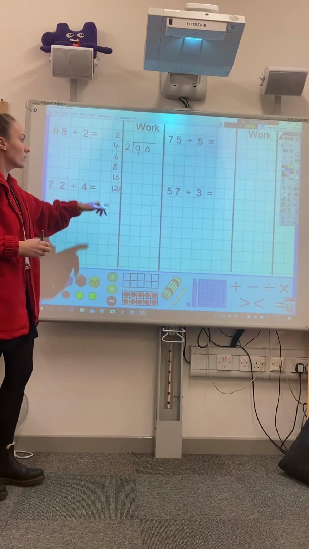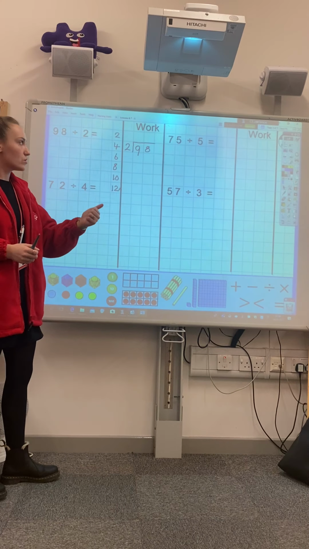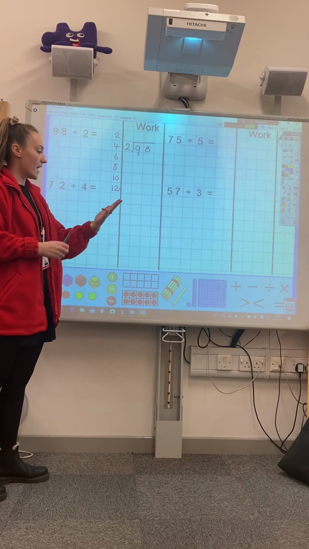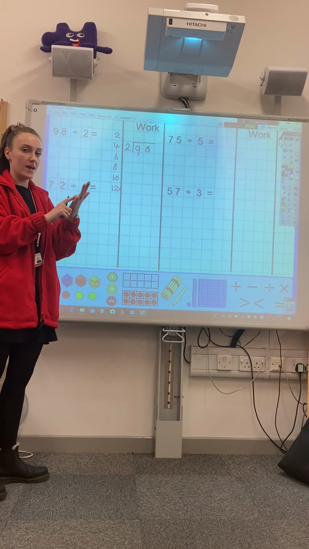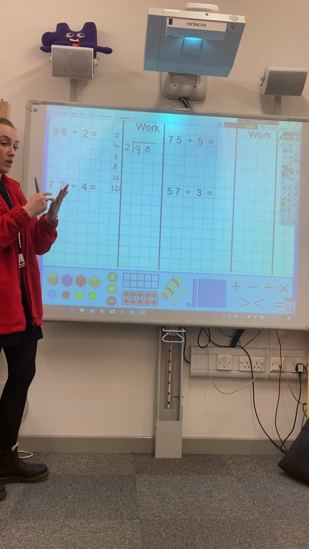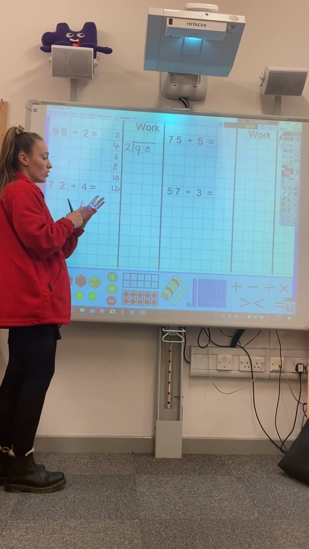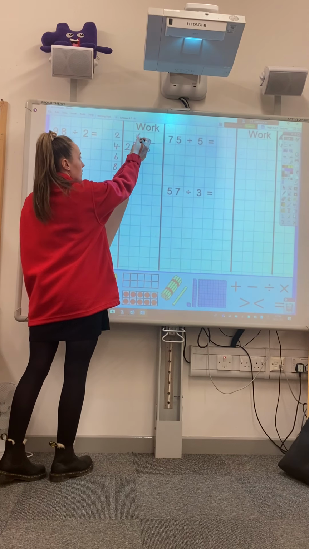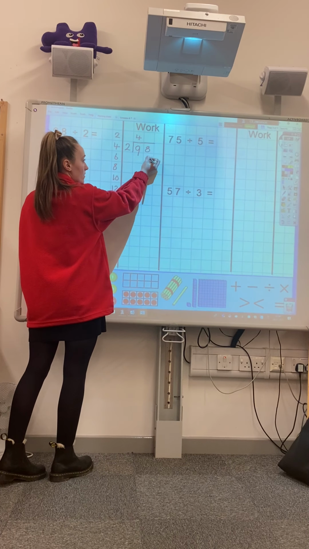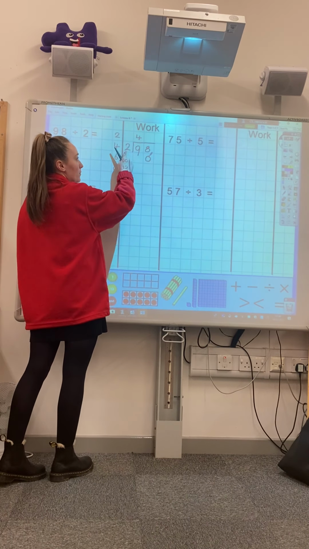Okay, and then the rest of them. So how many 2's go into 9? I've got 2, 4, 6, 8, 10. 10's too many, so I know that 8 comes before 10 and before 9, so 4 2's. And then I'm going to put a 0 in my 10's column and multiply these two numbers.